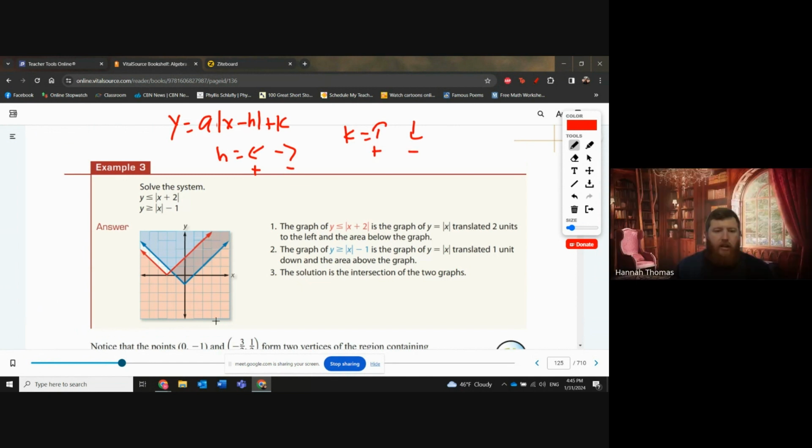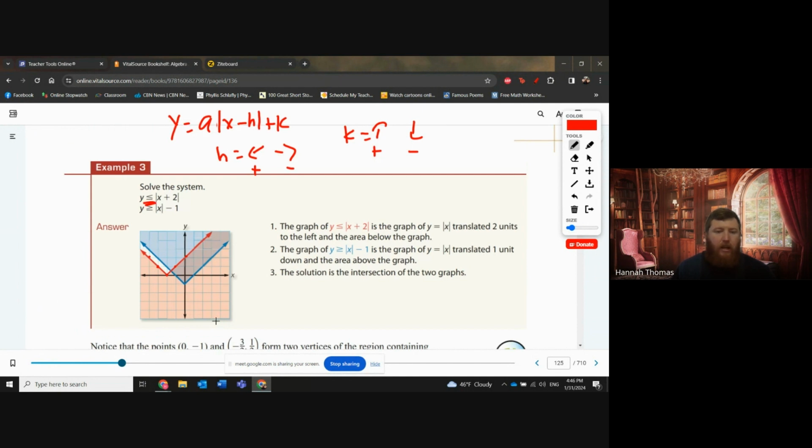So here, the absolute value of x plus 2 is going to be a V with a slope of 1, and it's going to move to the left 2. So it started here, with a slope of 1 and 1. So that's where we got our V. And it says y is less than or equal to, which means a solid graph, and then we're going to shade everything below.